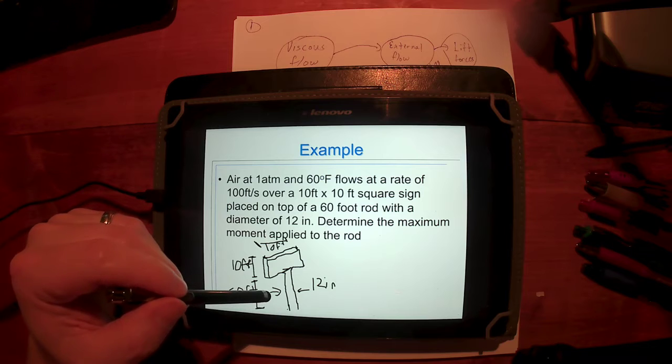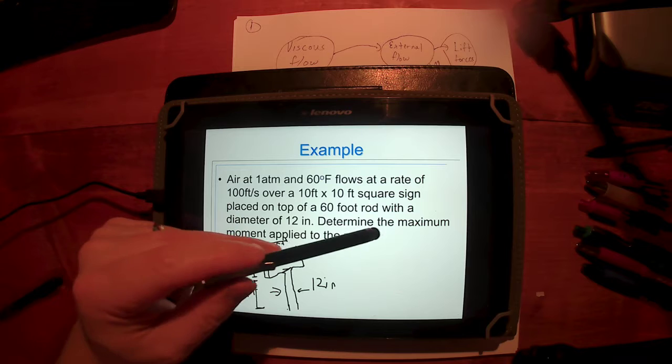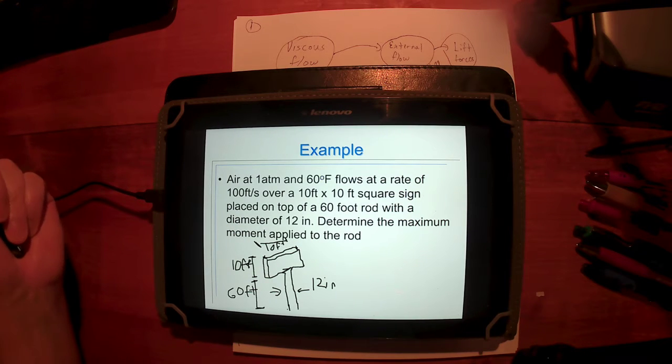So, well, where would that occur? Well, the moment's going to be a function. And you just think about that like any other problem I try to teach you guys how to think about. What controls a moment? Well, moment is force times distance. Okay. Can we increase the force?